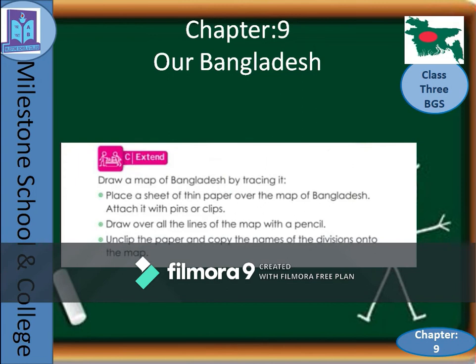Now, section C. Draw a map of Bangladesh by tracing it. Place a sheet of thin paper over the map of Bangladesh. Attach it with pins or clips. Draw over all the lines of the map with a pencil. Unclip the paper and copy the names of the divisions onto the map. You have to do it by yourself. And you must follow the rules which are given here, okay?